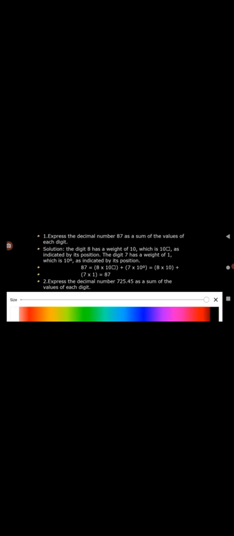Now, 8 into 10 power 1 plus 7 into 10 power 0 equals 8 into 10, which is 80, plus 7 into 1. That gives you 87, which is a decimal number.